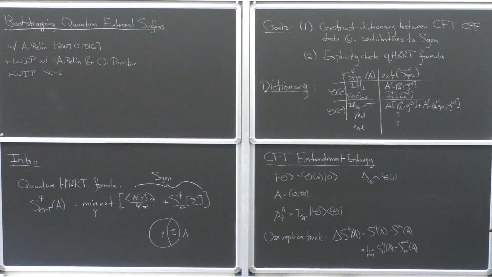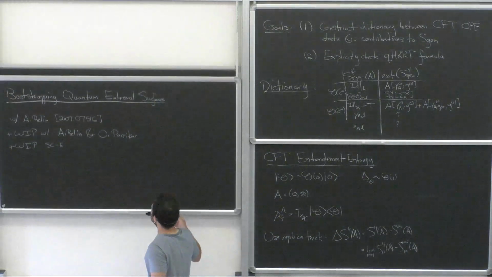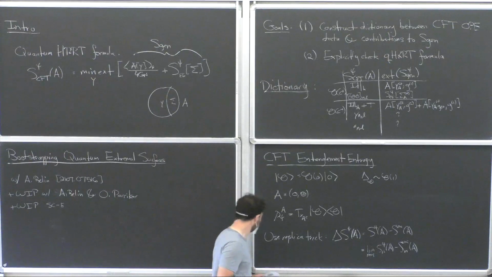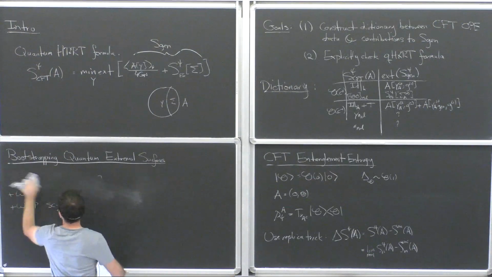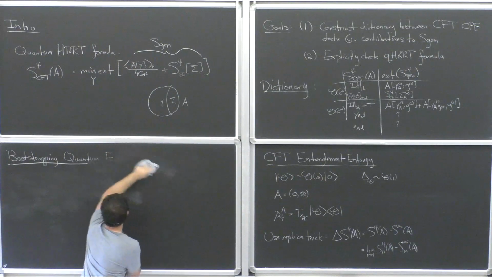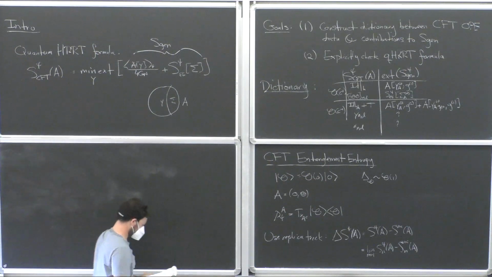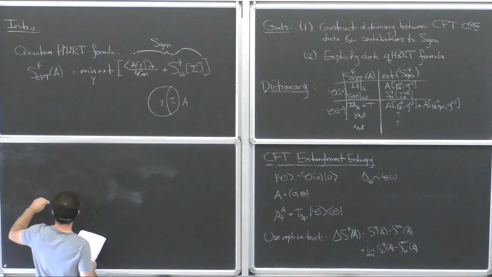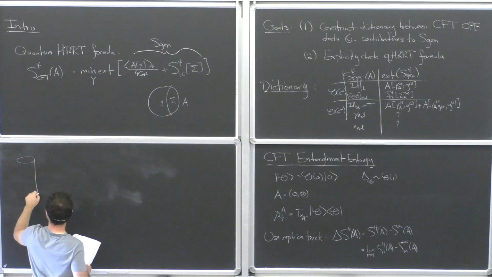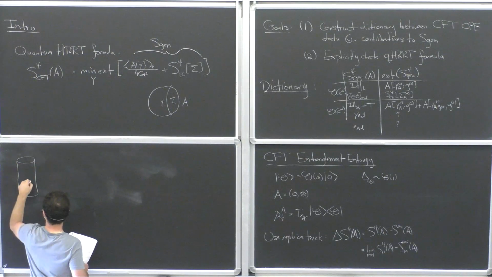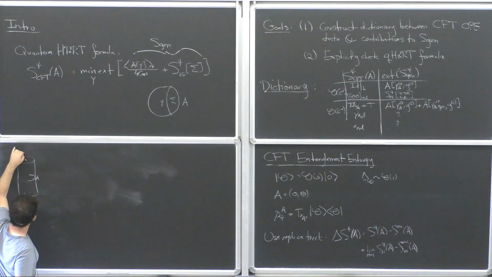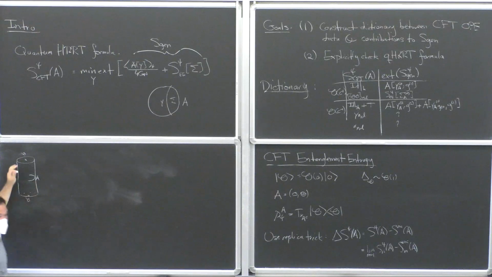Okay. And the key point is that to compute this Renyi entropy, we're going to compute a 2 endpoint function in the CFT. So you take the cylinder, so the setup is like this. Our operators are inserted at the top and the bottom of the cylinder.